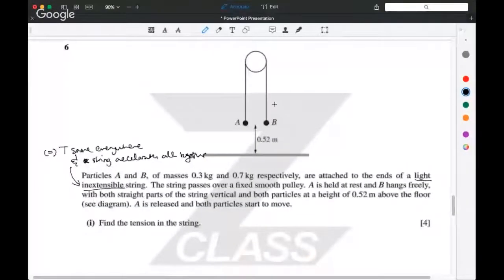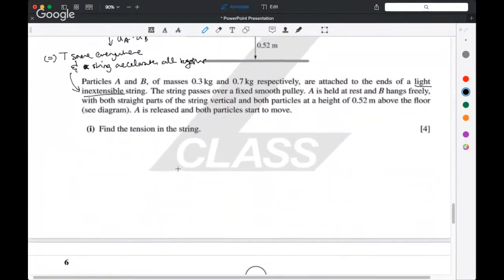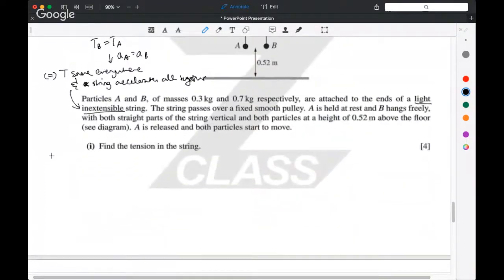So every piece of the string must move together, which means anything attached to the string has to move all together. So T, the tension felt by B is equal to the tension felt by A, and the acceleration of A is equal to the acceleration of B. And these are the two facts that allow us to solve this problem. So let's look at the situation for A.